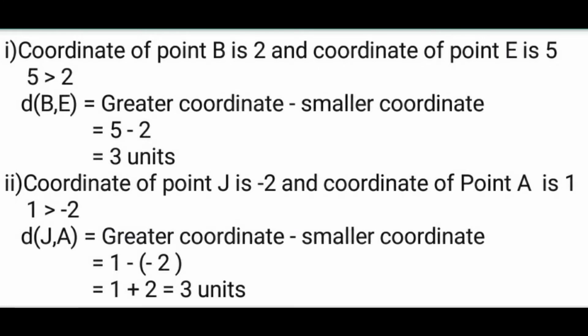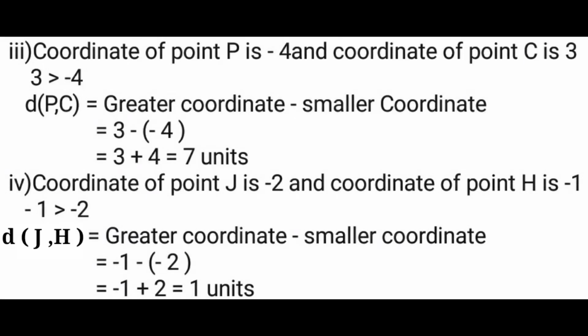Second sub question. Find distance JA. Coordinate of point J is minus 2. Coordinate of point A is 1. So 1 is greater than minus 2. What is distance JA? Formula is greater coordinate minus smaller coordinate. Which one is greater coordinate? 1 minus minus 2. It will become 1 plus 2, that is equal to 3 units. So we'll get distance JA is equal to 3 units.